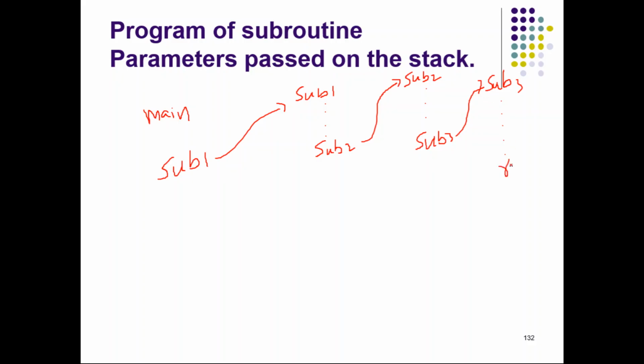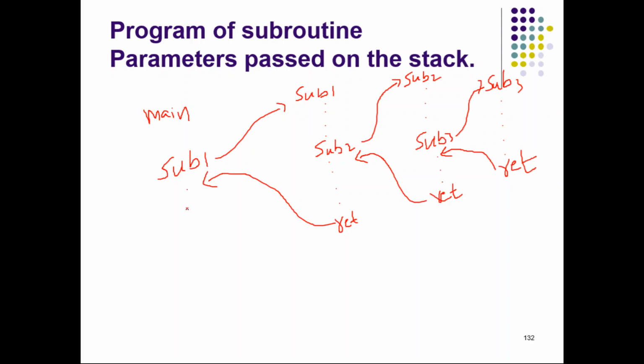So the last statement will be the return statement. When the return statement of subroutine 3 is executed, control should go back to subroutine 2 after the call statement. And the last statement in subroutine 2 will be return. When the return statement of subroutine 2 is executed, control should go back to the statement which follows the subroutine 2 call statement. And again when the return statement of subroutine 1 is executed, the control will go back to the main program, to the instruction which follows the call instruction.